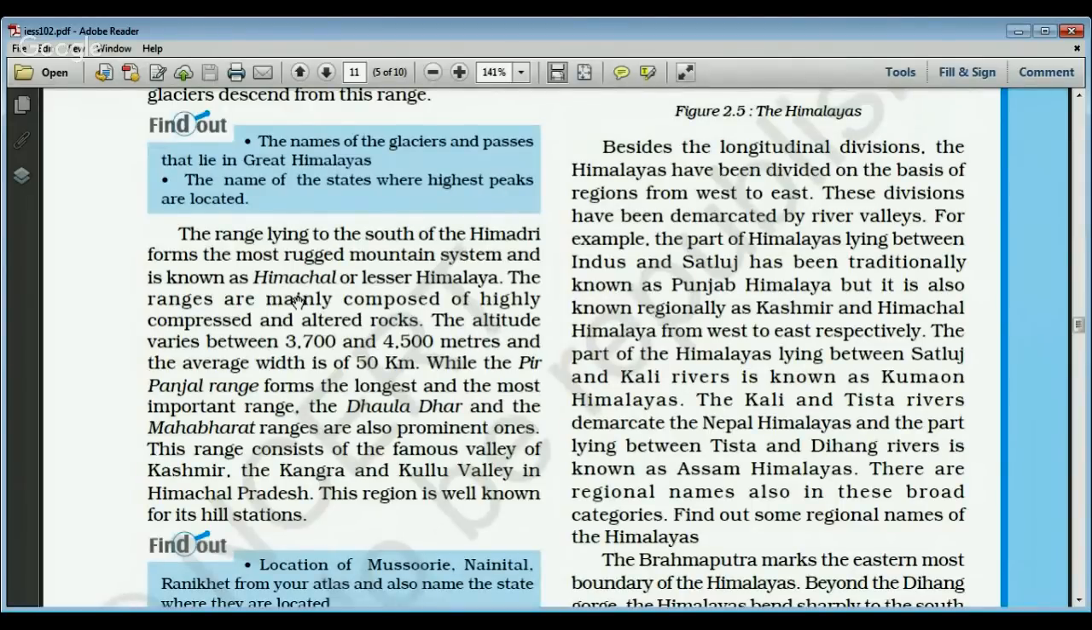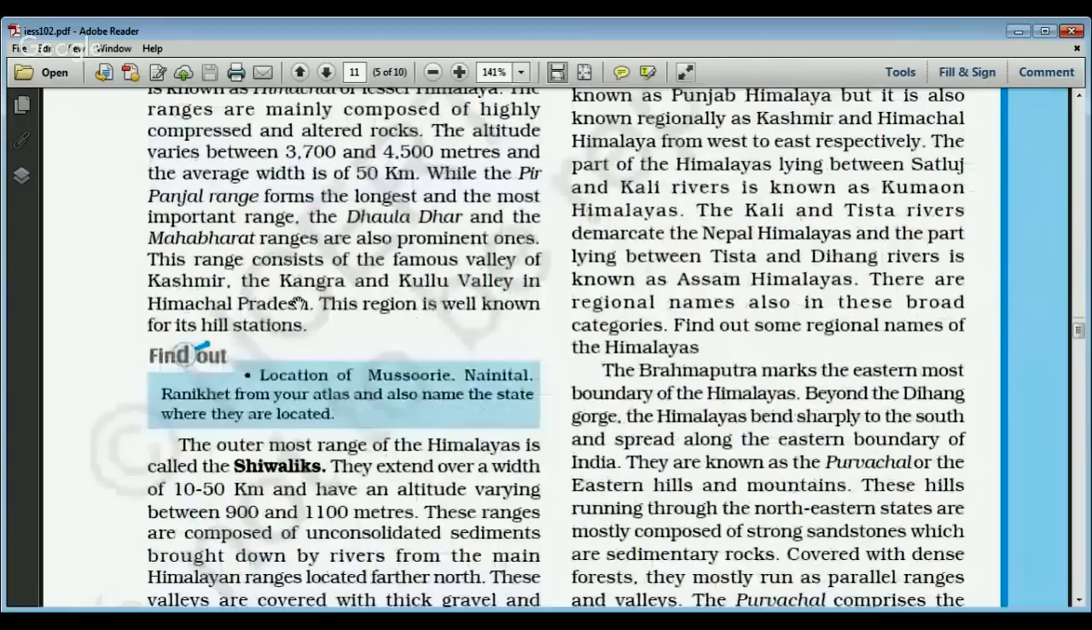The Middle Himalayas, or the Himachal or the Lesser Himalayas, are composed of highly compressed and altered rocks, and their altitude varies between 3,700 and 4,500 meters, or 3.7 to 4.5 kilometers, and the average width is 50 kilometers. The Pir Panjal range forms the longest and most important range, and there are other important ranges like Dhauladar and Mahabharat. This range also consists of the famous valleys of Kashmir, Kangra, and Kullu Valley in Himachal Pradesh, and this region is well known for its hill stations.